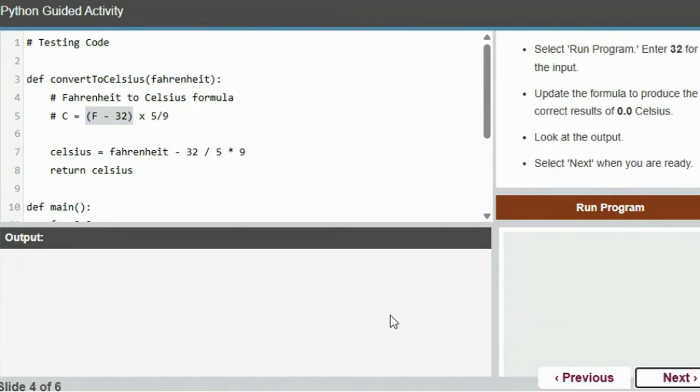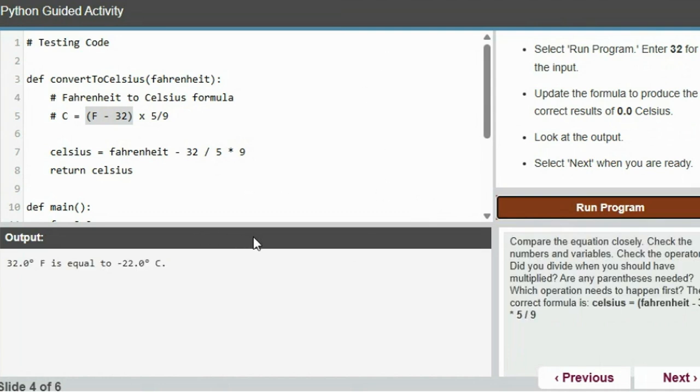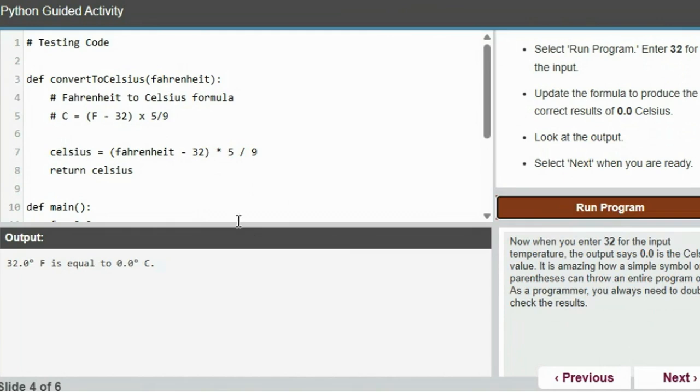And then over here, they said enter 32 again. But they're showing us many, many examples of bad programs. And this tells us how to fix it. The correct formula is Celsius equals Fahrenheit minus 32. So they want us to go back and fix this program and make it work right by correcting the formula. So when I run it and put 32 in, it comes up with 0.